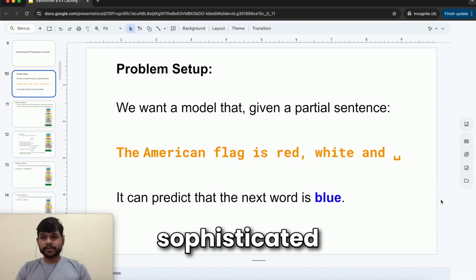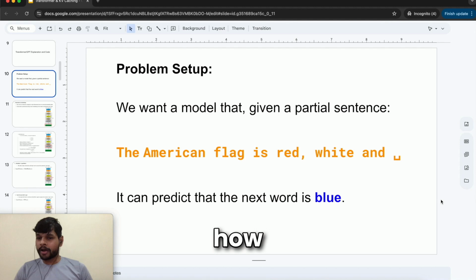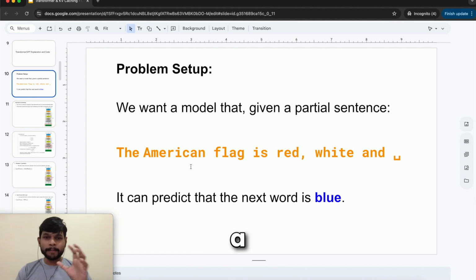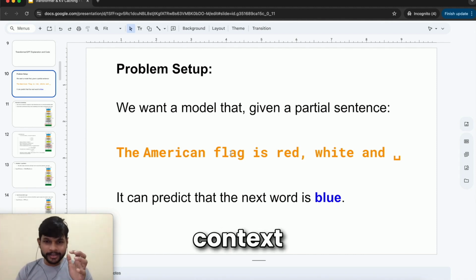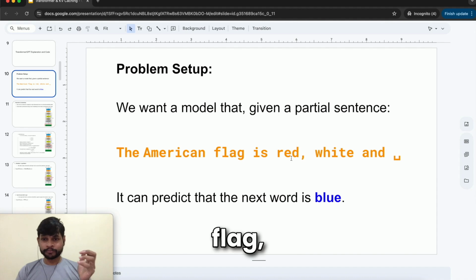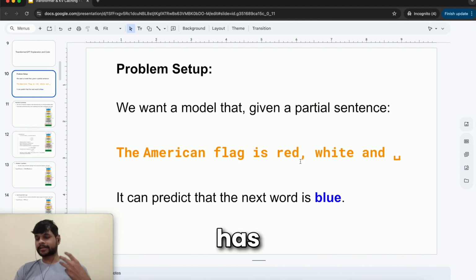So to create a very sophisticated model, let's first understand how our own brain works for this problem. If I tell you the American flag is red, white, and, by the time you hear the word "and", you are not just hearing the "and", you have also formed a mental model of what you have heard so far. You have the exact context in your brain. So the context here includes the American flag, the red, and the white. Immediately you know that the object in question is the American flag, and we are talking about its color. And obviously, it has three colors, and red and white have already been mentioned.